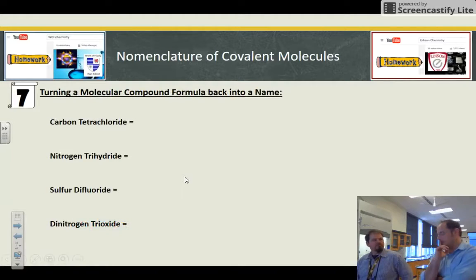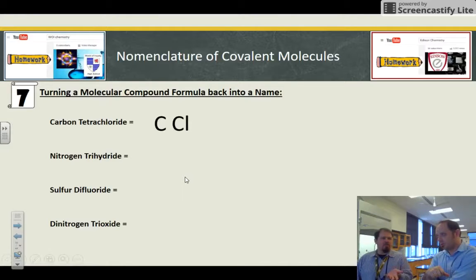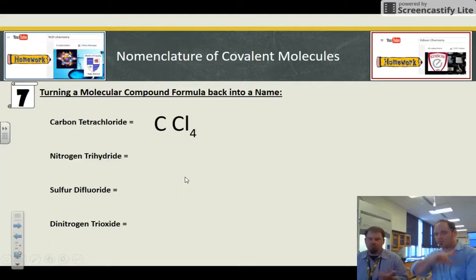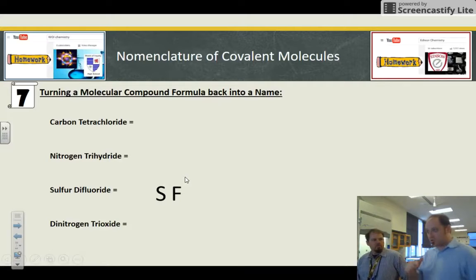Carbon. That means there's 1 C. 1 carbon. Tetrachloride. So tetra means 4. Chlor means chlorine. So 4 chlorines. So chlorine and 4. Perfect. That's simple. Nitrogen trihydride. That's a little tough, but hyd is hydrogen, and 3 for tri. Simple. Sulfur difluoride. Fluoride's F and di means 2, so there's F2.